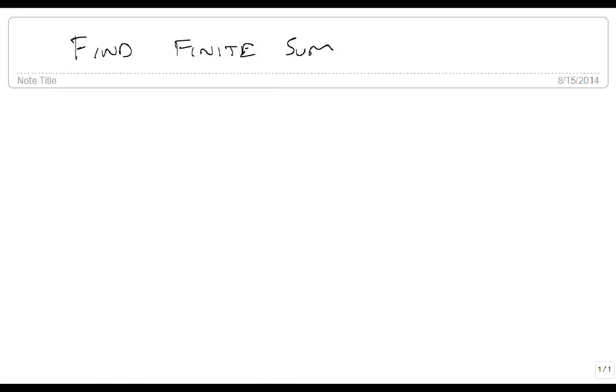We're now going to talk about how we can find the finite sum of a geometric sequence or series. The way that we do this is that we start with the fact that by definition Sn is going to be equal to a1 plus a1r plus a1r squared plus a1r cubed plus dot dot dot all the way down to an.